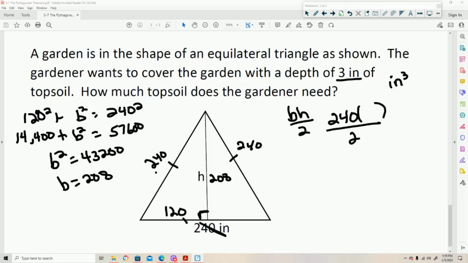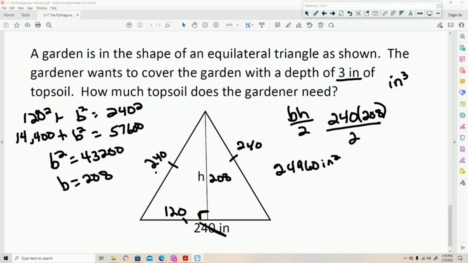Remember, it's base times height divided by 2. Here's the base, 240, height, 208, divided by 2. Again, glad to have a calculator, 240 times 208 divided by 2. We get an area of 24,960 square inches.